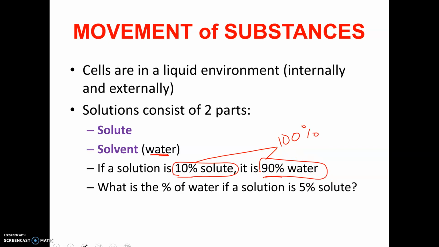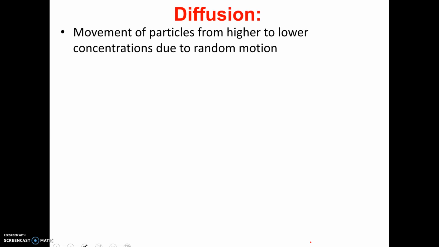This is going to be important for the next thing that we're going to talk about. So if a solution was 5% solute, what would be the percentage of water? Well, since they add up to 100, you're just going to do 100 minus 5, and you would have 95% water in that particular solution. So what does this have to do with anything? Well, things go in and out of cells, and typically they move from areas where they're more concentrated, higher concentration, to areas of lower concentration.